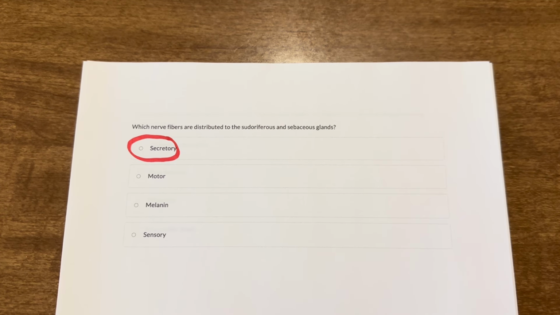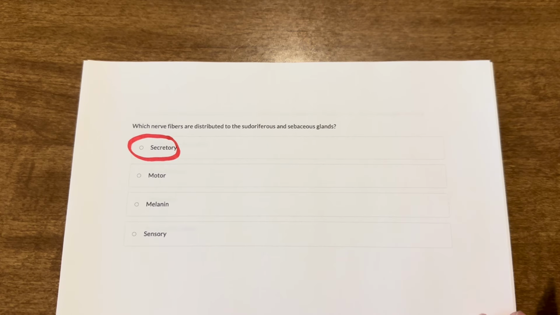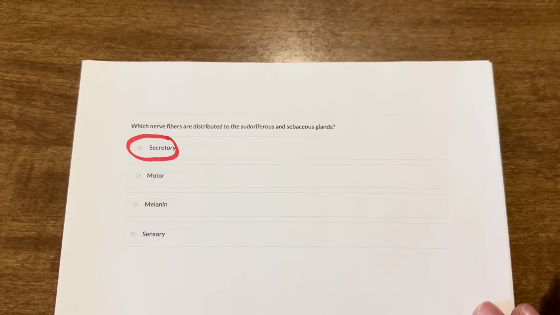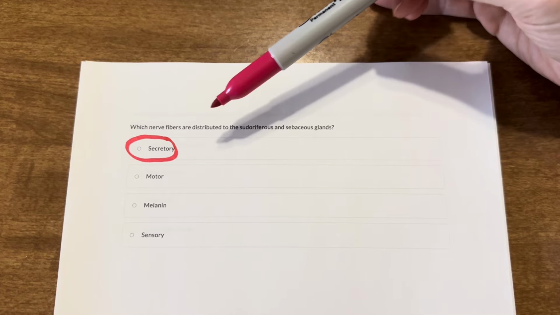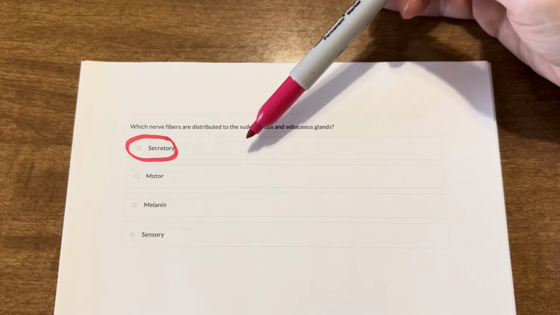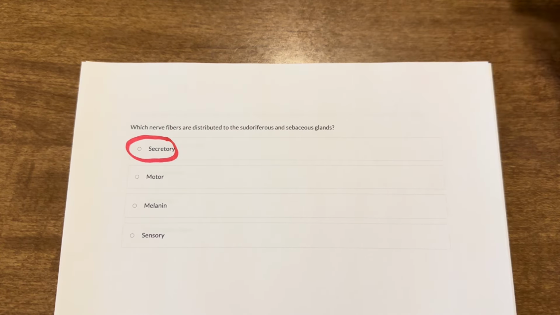It can be a bit difficult to remember this, so the best way I recommend to remember that the answer is secretory is by remembering the phrase, secretory nerve fibers secrete toward the glands. So remember, secrete, secretory.